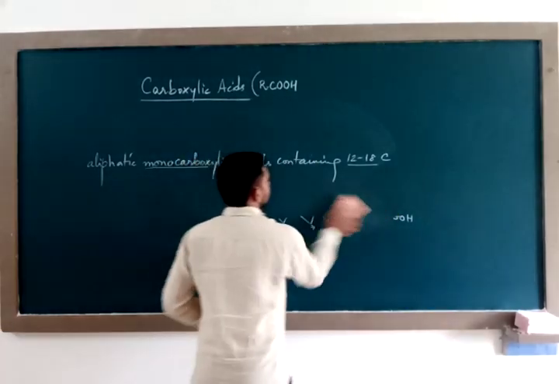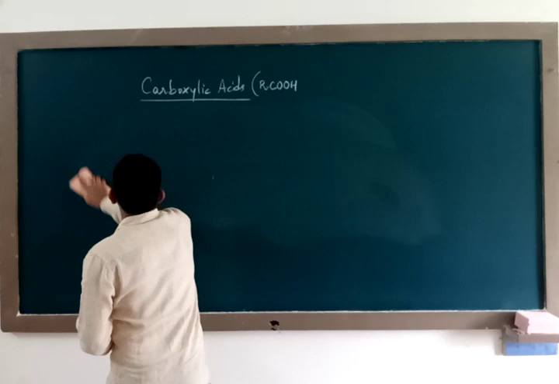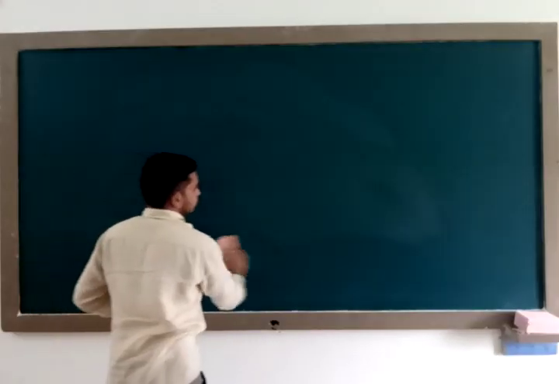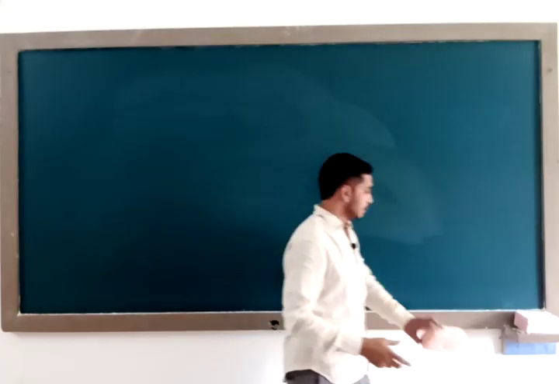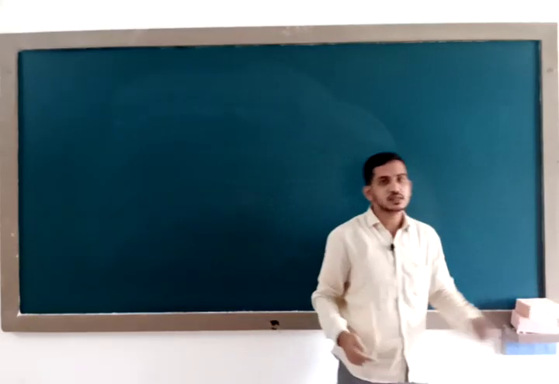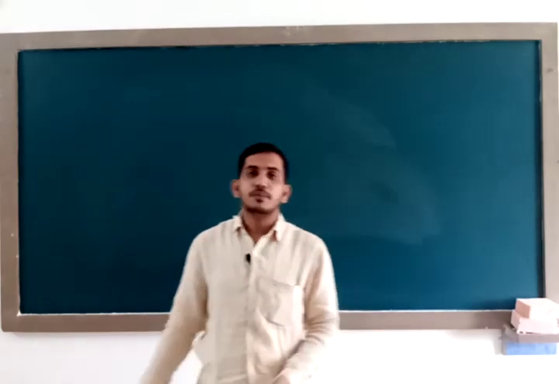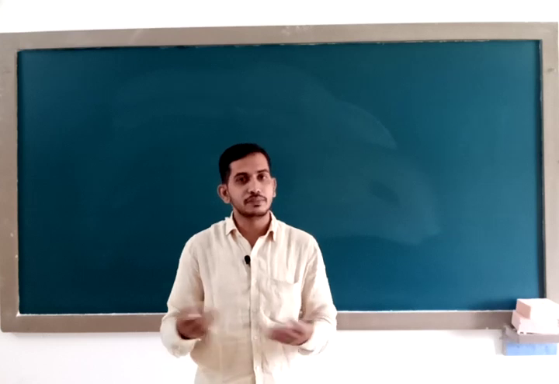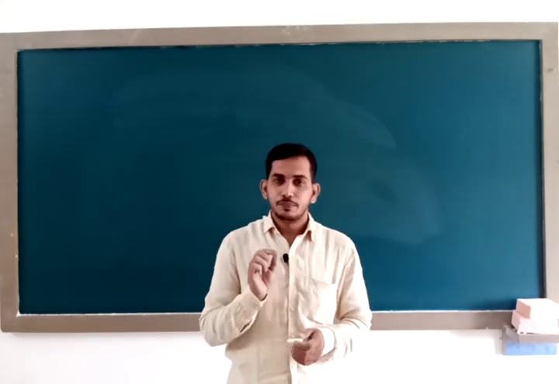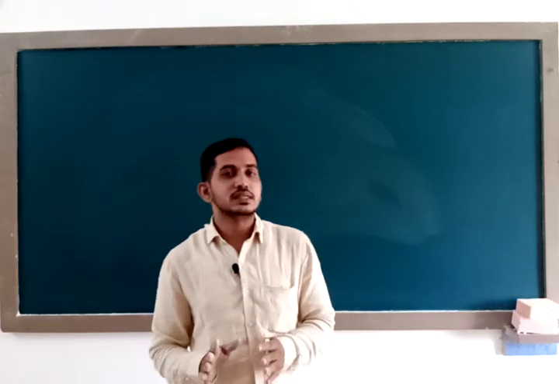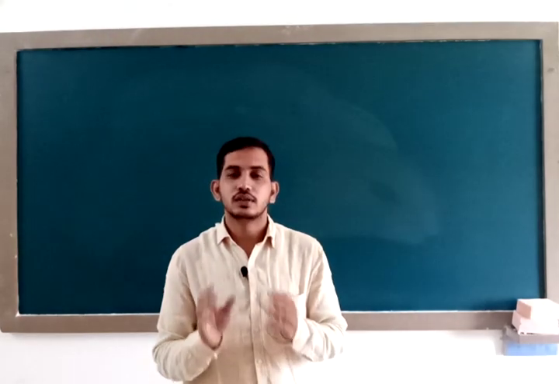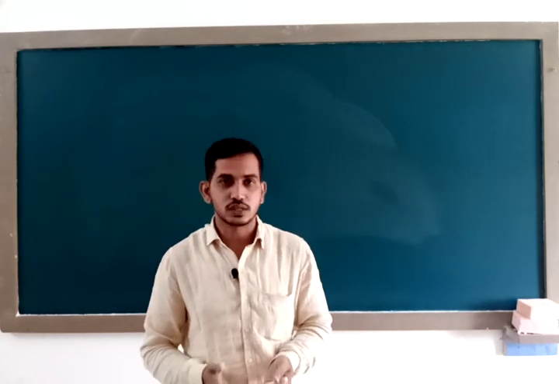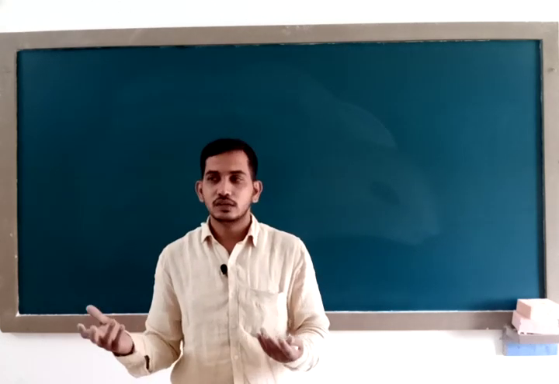Now after classification we have nomenclature of carboxylic acids. Let us study now nomenclature. You know there are two systems of naming an organic compound. One is common naming system, the other is IUPAC system. In common naming system, the names of few carboxylic acids are derived from their sources. Be clear, not all carboxylic acids names are derived from their sources. Rest of them have their general names.